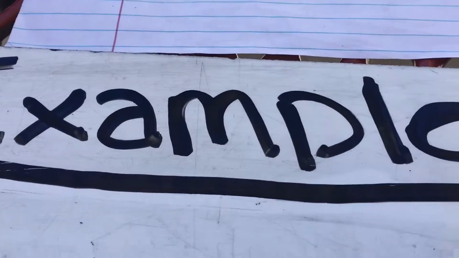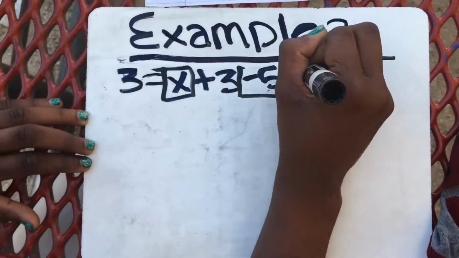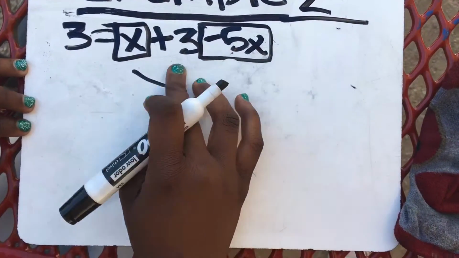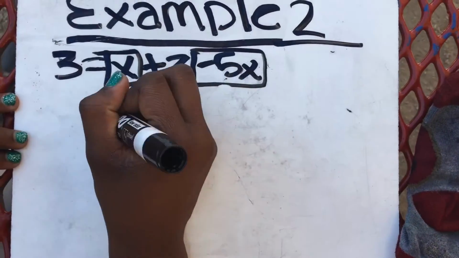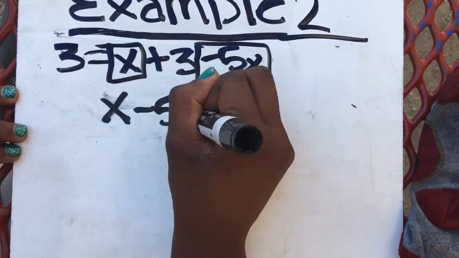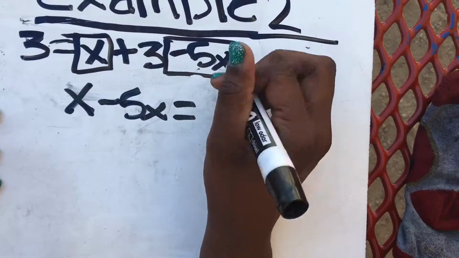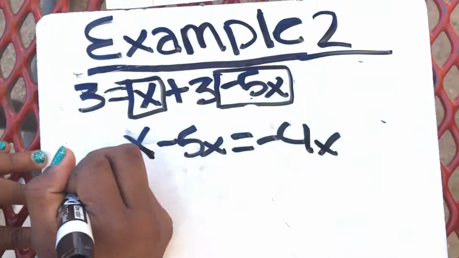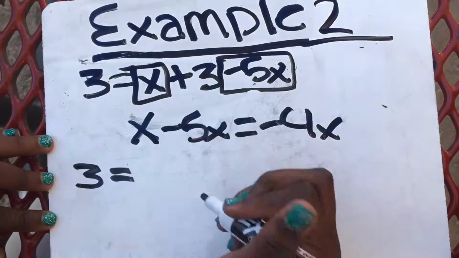Example 2. Okay, the first step in this equation is to box the x and the negative 5x because they're like terms and they have the same variable. So then you're going to want to rewrite it all out to get x take away negative 5x, and then that equals negative 4x, and then you want to bring down the rest of the problem so it's not confusing.